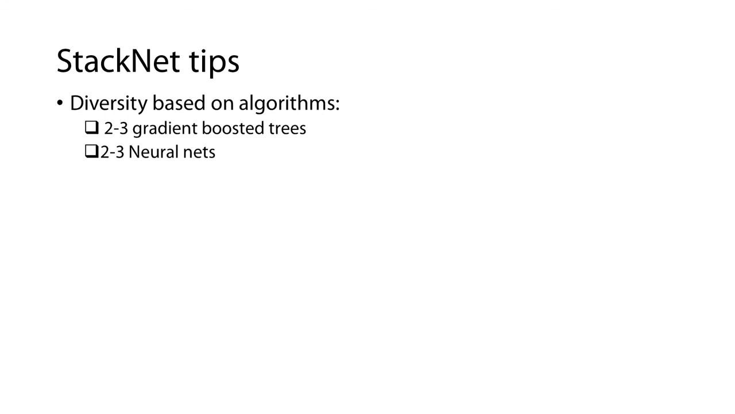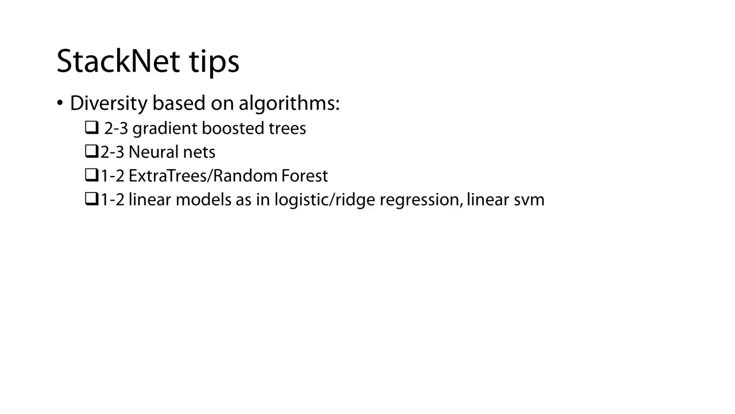I do the same with neural networks. So I try to do one with 1 hidden layer, one with 2 hidden layers, and one a bit deeper with 3 hidden layers. Again, the main idea is to generate diversity. I do 1 or 2 random forests. I try to build a few linear models too. K nearest neighbor models actually help me quite a lot.